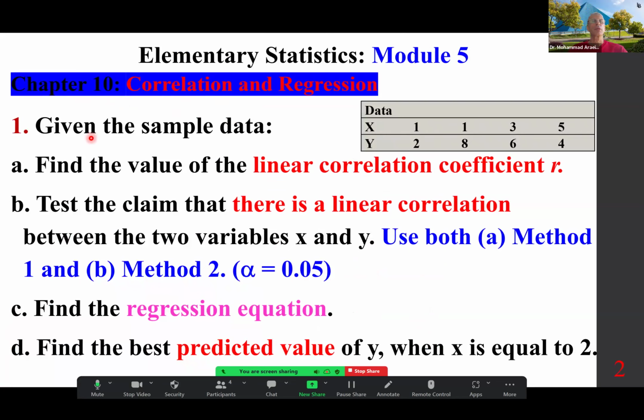So here's the question. Given the sample data, we have a small sample. Find the value of the linear correlation coefficient R. Test the claim that there is a linear correlation between the two variables x and y. Use both methods, method A and method 2. Method 2, I will explain that to you. Find the regression equation. Find the best predicted value of y when x is equal to 2.